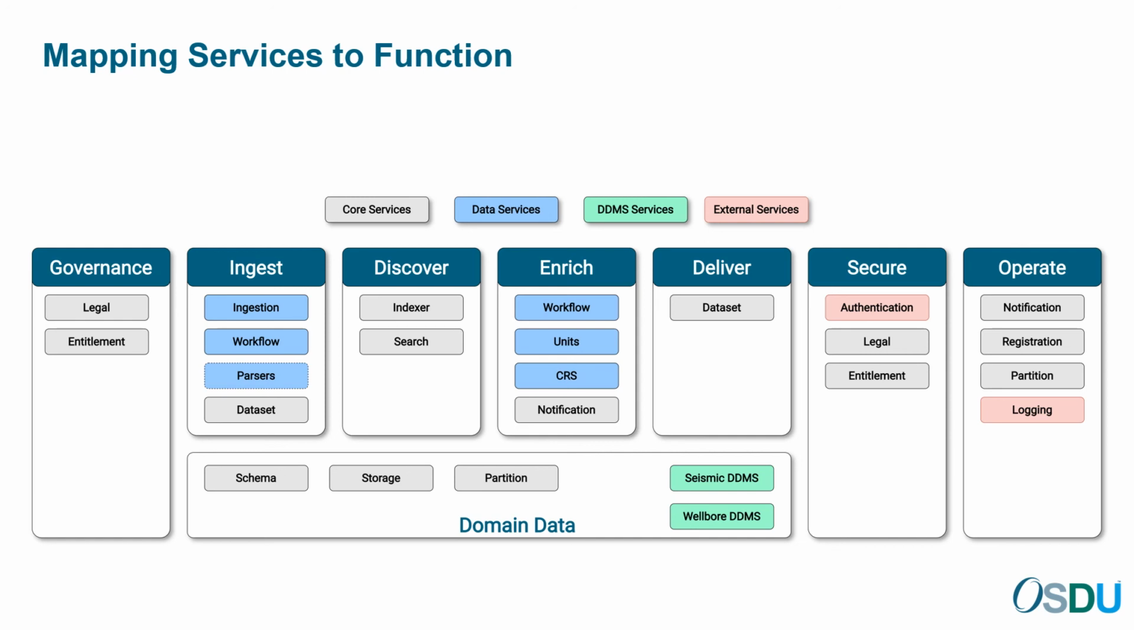Beneath the covers, the OSDU services also depend on each other. For example, the indexer depends on the schema service to understand the properties of a record, and a storage service depends on legal and entitlement services to make sure access control through resource and content data is enforced.